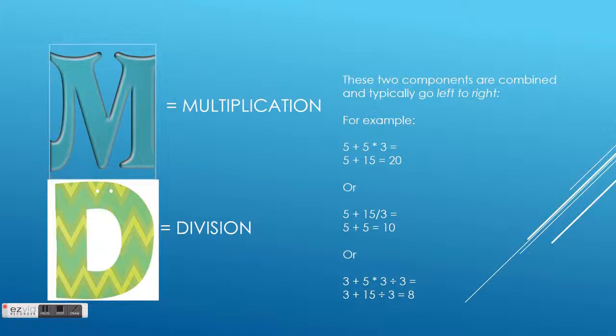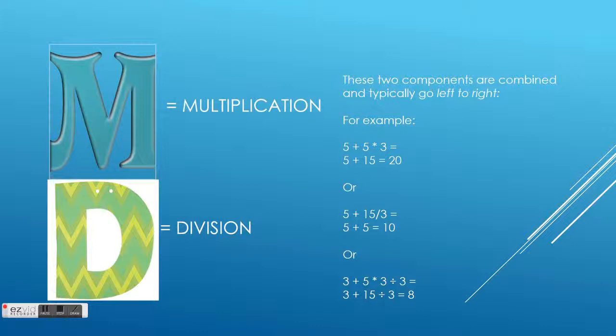And then let's do one with division: 5 plus 15 divided by 3. You're going to do your division first. 15 divided by 3 is 5, so you're really doing 5 plus 5 equals 10. Say you have them both, and you do 3 plus 5 times 3 divided by 3.